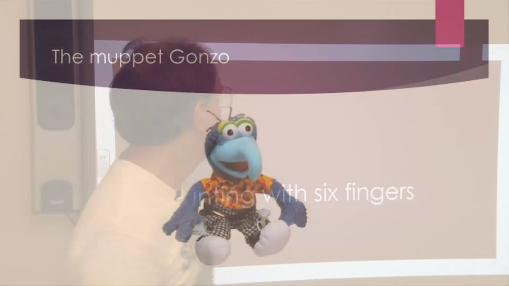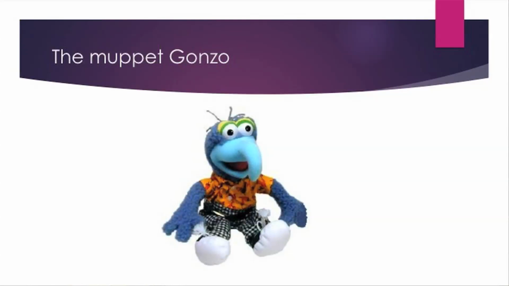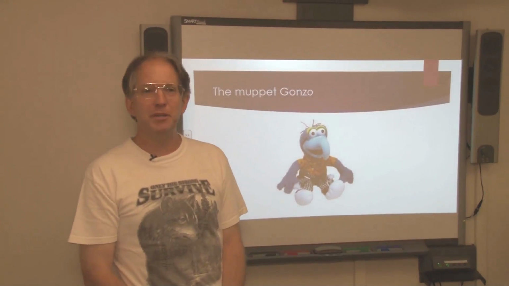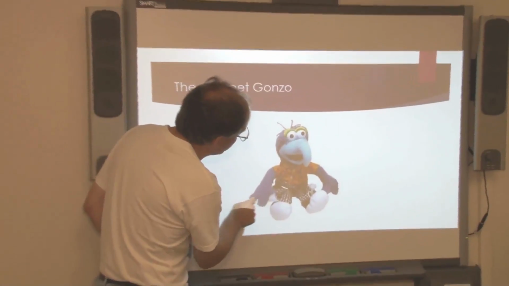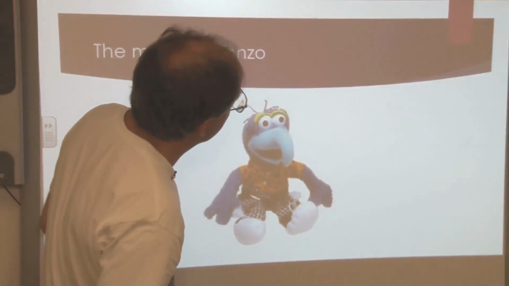All right. So here's Gonzo. I like to think about Gonzo. The reason I like Gonzo is because Gonzo is, as far as I can tell, the only Muppet with 6 fingers. Most Muppets, you may or may not know, have 4 fingers. But Gonzo, you can sort of see him. There's 1, 2, 3 fingers. His left hand is a little hidden, but he's got 3 fingers on each hand, right?